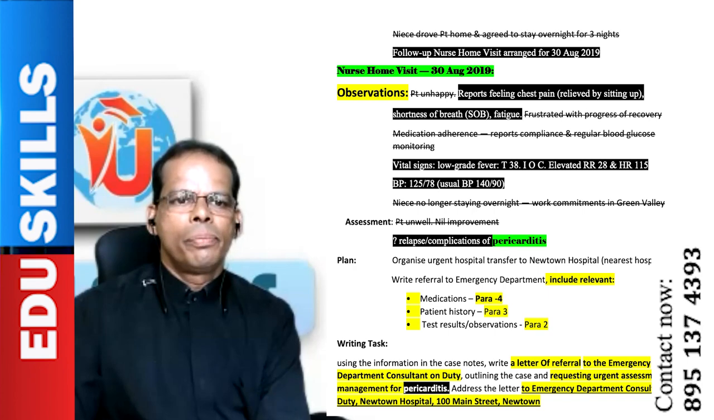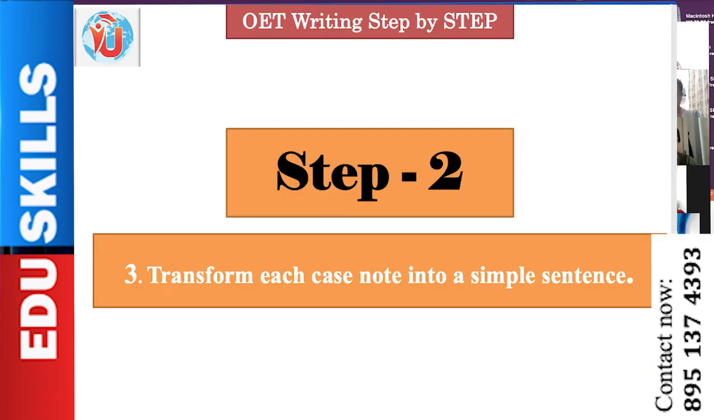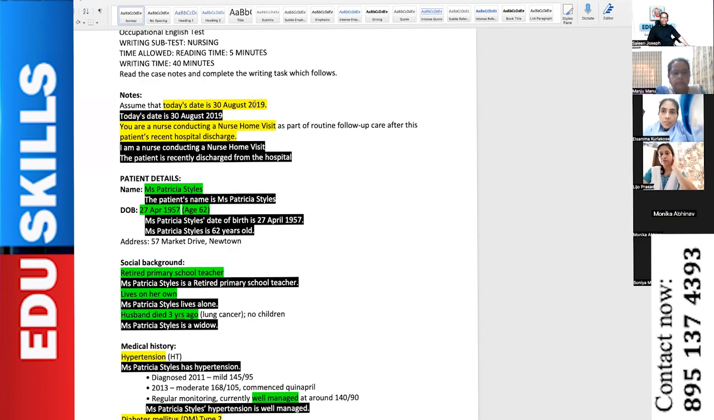So let me go to the second step: transforming case notes into simple sentences. Now you see, I have tried to convert these relevant case notes into sentences. For example, assume that today's date is 30th August 2019. Here I have written, I am a nurse conducting a nurse home visit. The patient is recently discharged from the hospital. I converted those things into simple sentences.